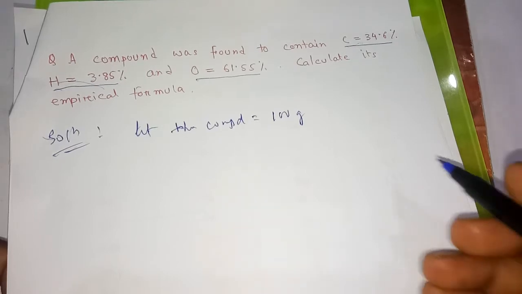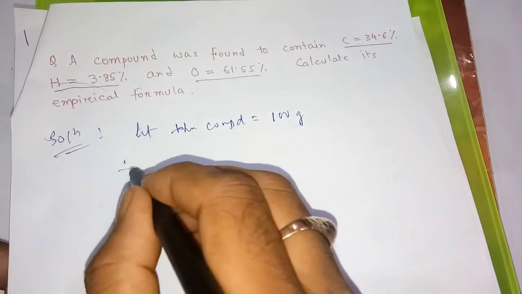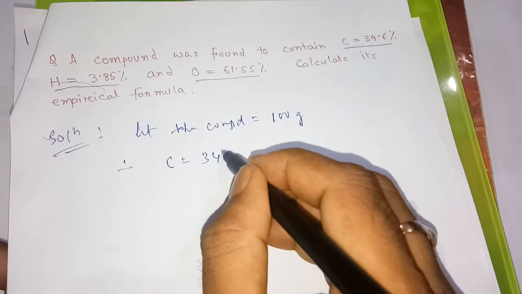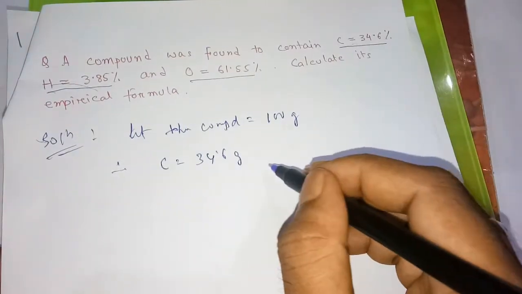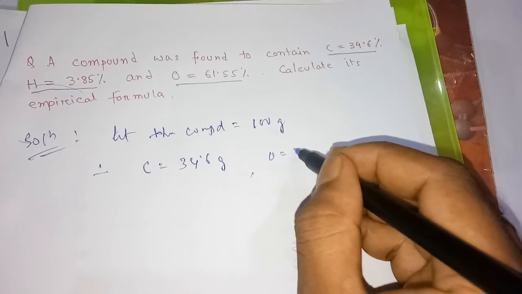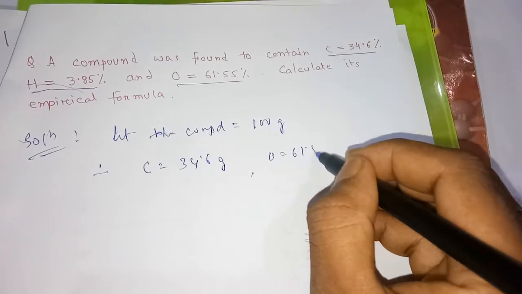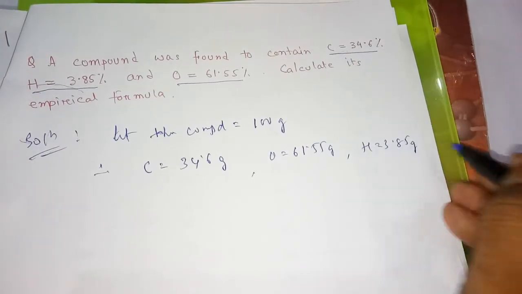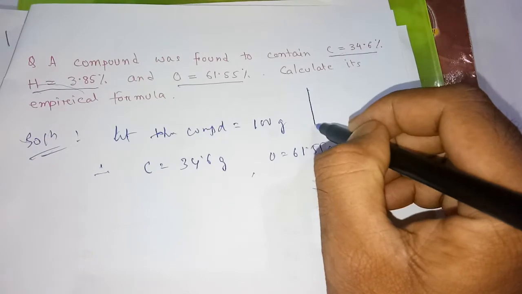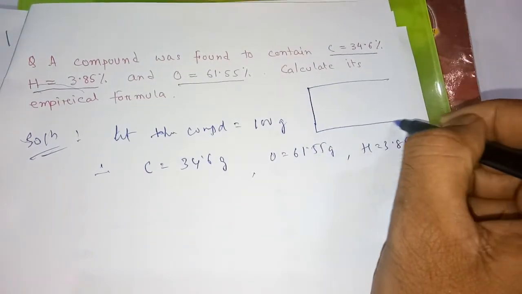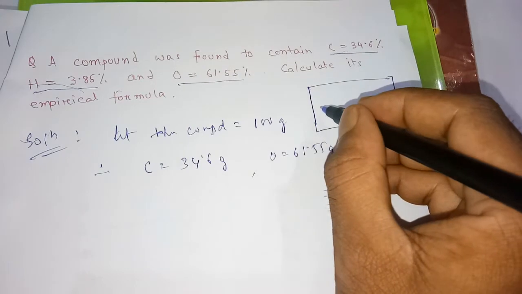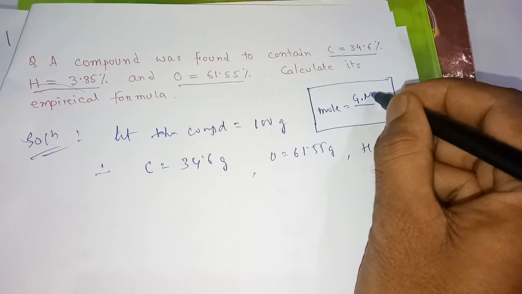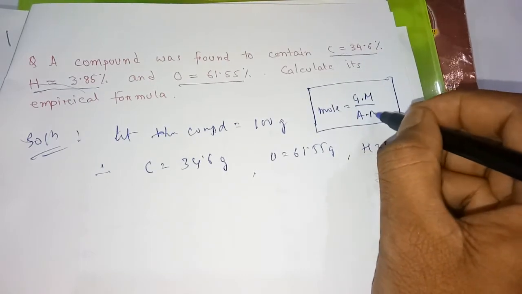So what we have, therefore, carbon equal to 34.6 gram because it is percentage given, then oxygen equal to 61.55 gram and hydrogen equal to 3.85 gram. Moreover, students, one point you must require to know, this you have learned from the 9th standard. What is mole? Mole is given mass by atomic mass.